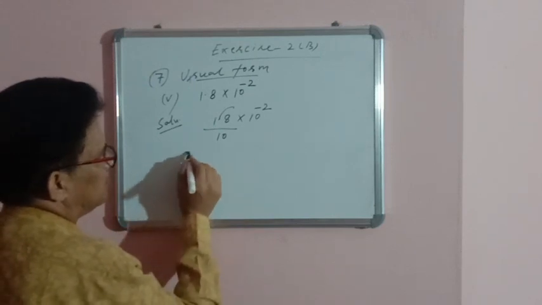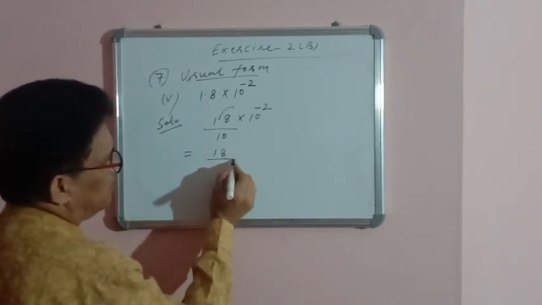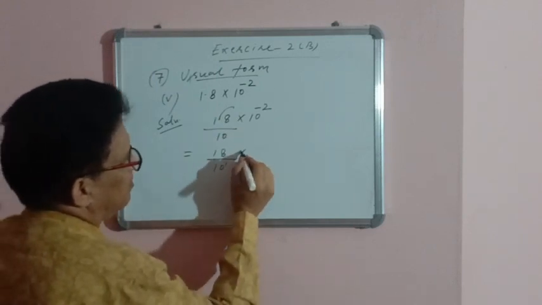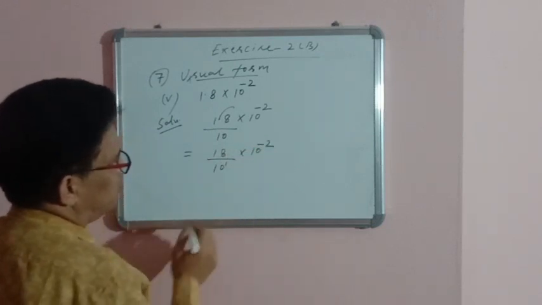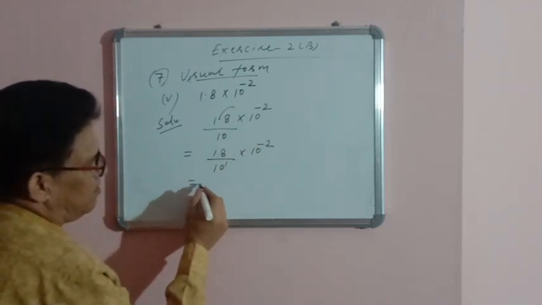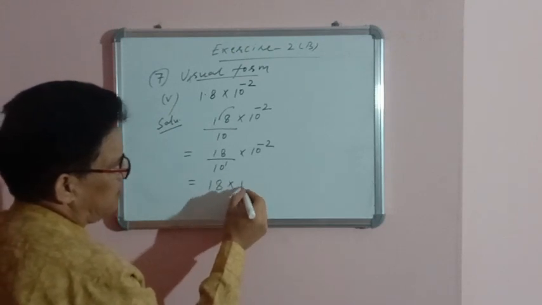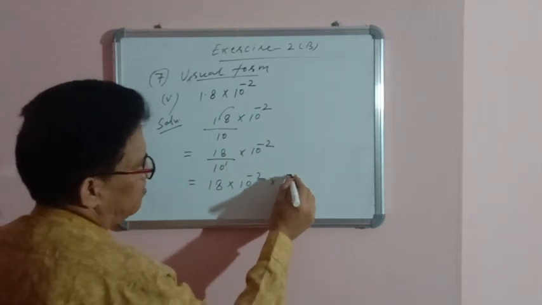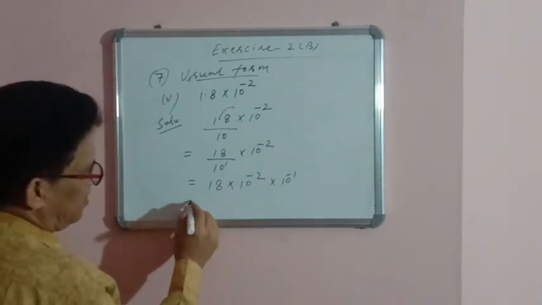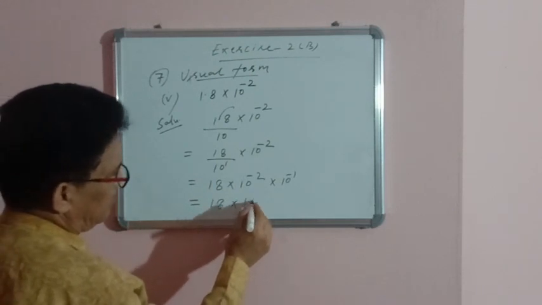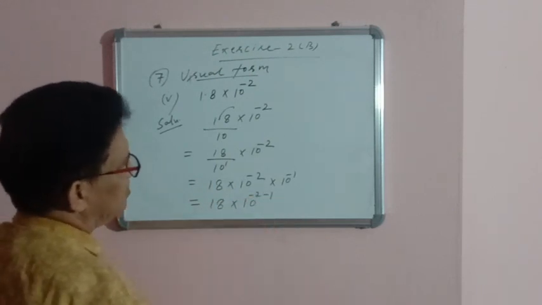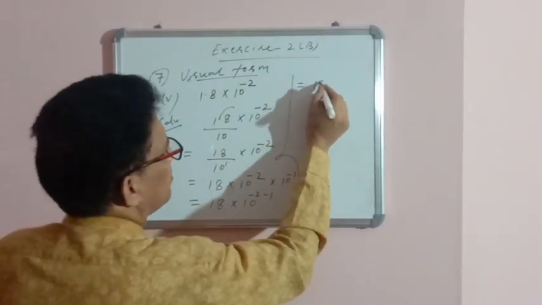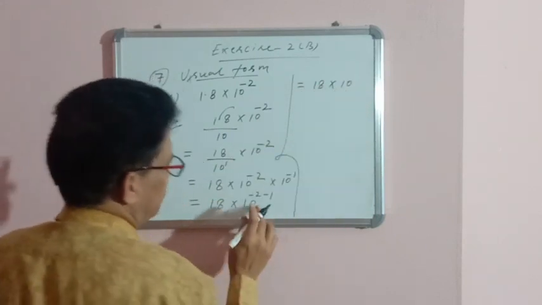So that is 18 upon 10, which means 10 power 1. Then 10 power minus 2 will go to the numerator, and 10 power 1 goes to the numerator as 10 power minus 1. So 18 into 10 power minus 2 into 10 power minus 1. Now laws of exponents apply here: 10 power minus 2 minus 1, so we are getting 18 into 10 power minus 3.